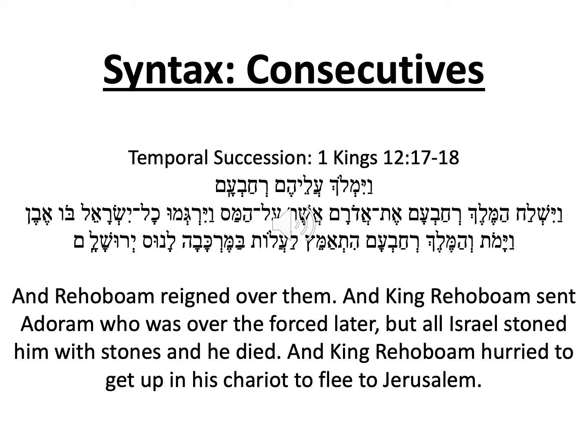One of the usages of the vayiktol consecutive is temporal succession. That is, events that take place successively or one after each other. So here in 1 Kings 12:17-18, we read vayimlok, he reigned, Rehoboam reigned over the people, and then consecutively, or afterwards, vayishlach, he sends Adoram, who goes to the people, except that the people, after he has been sent, vayirgemu, they stone him. And then after they stone him, vayamot, he dies.